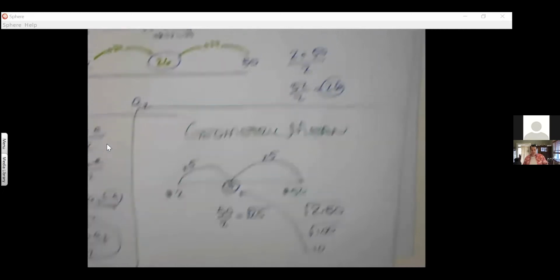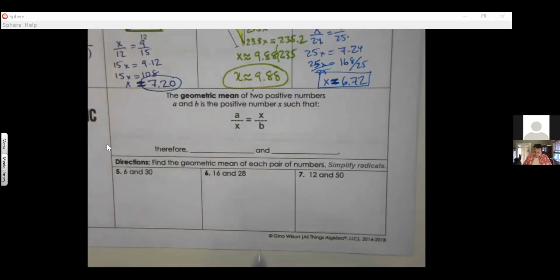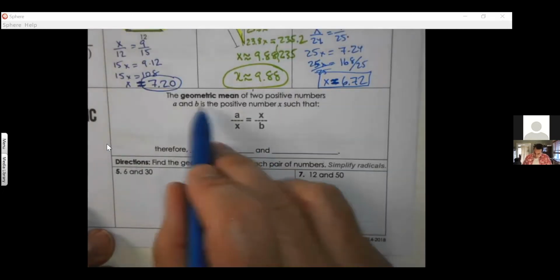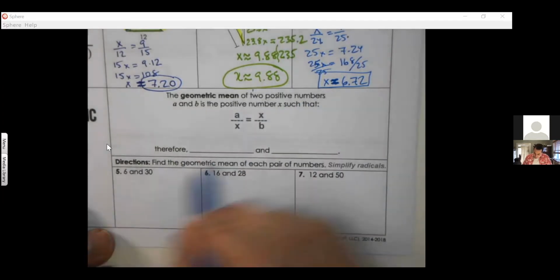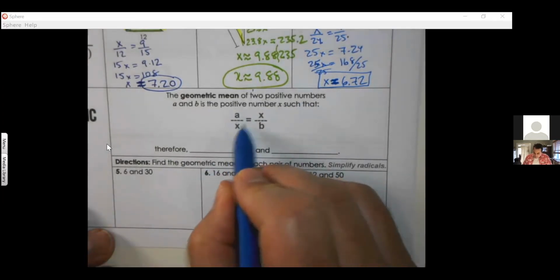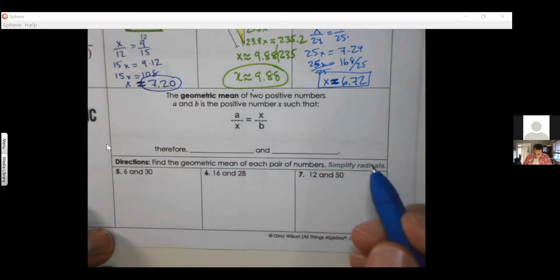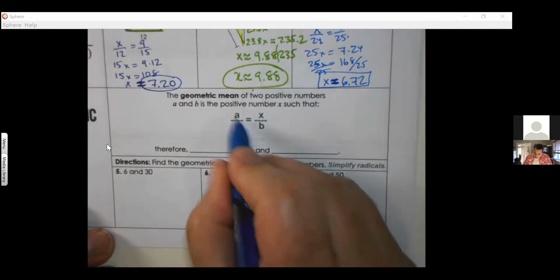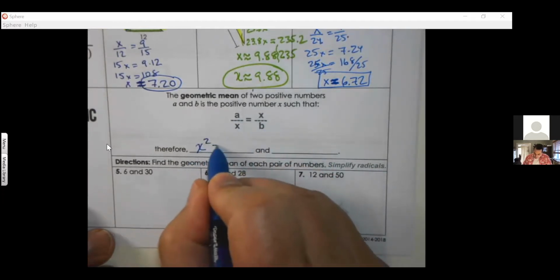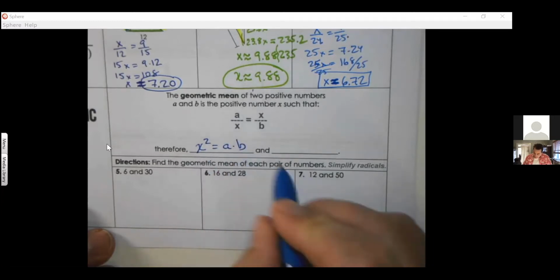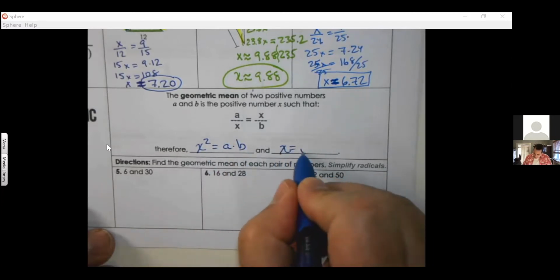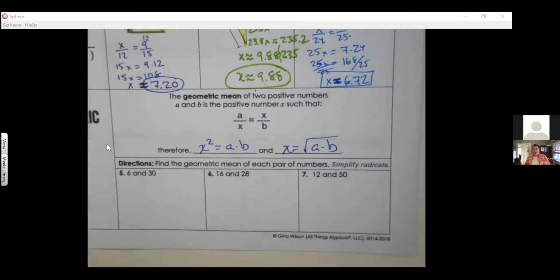Okay, kind of interesting, but so what? Well, let's put into our notes here first of all. The geometric mean of two positive numbers a and b, such that a over x equals x over b, where this is a consistent positive number. Then when I cross multiply, I get x squared equals a times b, which means x equals the square root of a times b. In other words, that's the way we find the geometric mean.